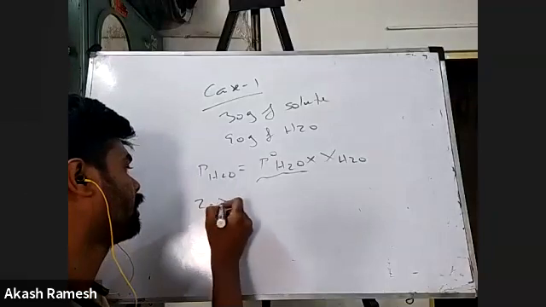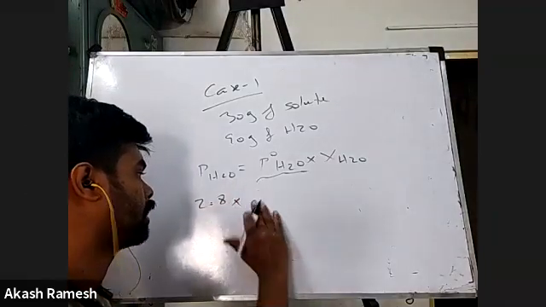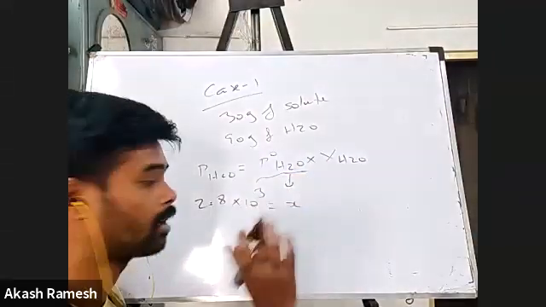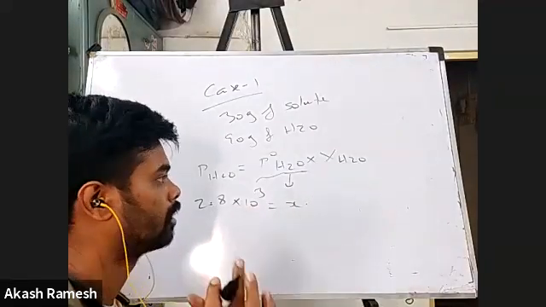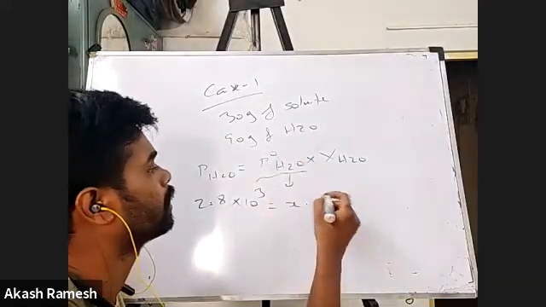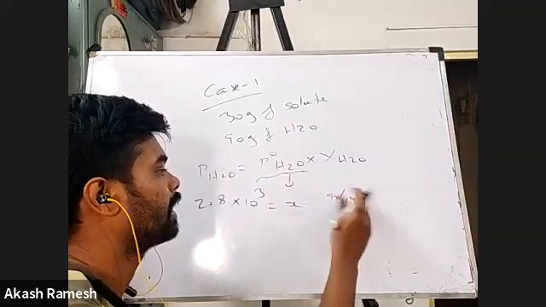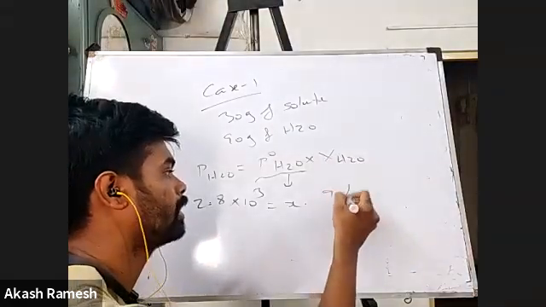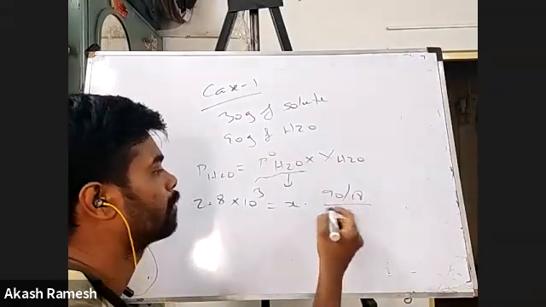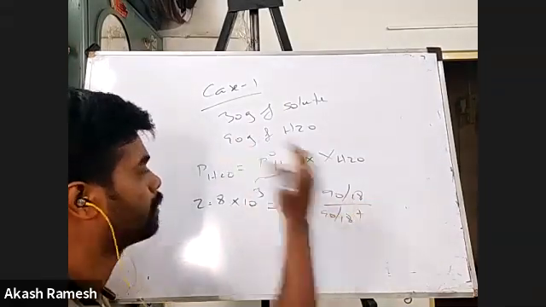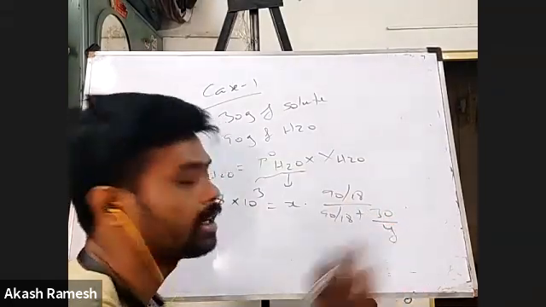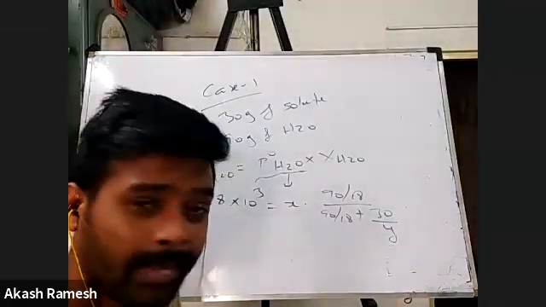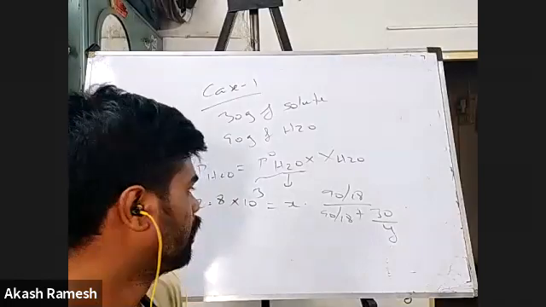Right. So 2.8 into 10 to the power 3, that is 2.8 kilopascal, is equal to X, which I'll keep as the pure-water vapor pressure, into the mole fraction of H2O. So it is going to be 90 divided by 18. Can I say it will be 5? 90 is the given. So it will be 90 divided by 18 over 90 divided by 18 plus 30 divided by Y. Say Y is the molecular mass of the solute. No problem. Now this is case 1.